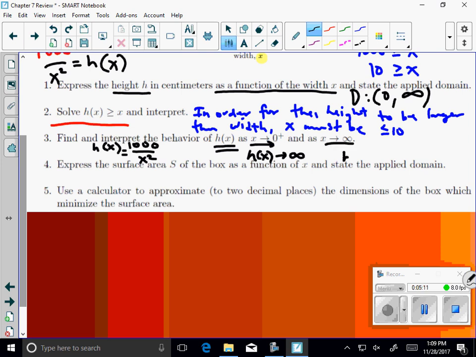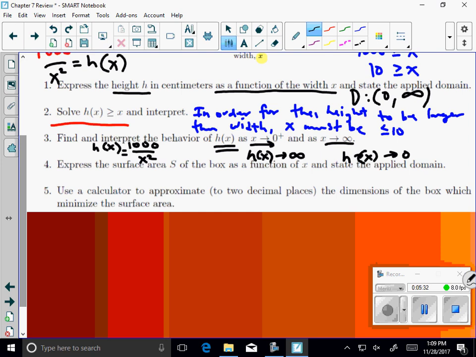Yeah, then h of x here, h of x would have to approach 0. Because what's constant is the volume. So if you change the variables on the base, the height has to change appropriately. Inversely. Oh, inverse relation. Inverse relationship.